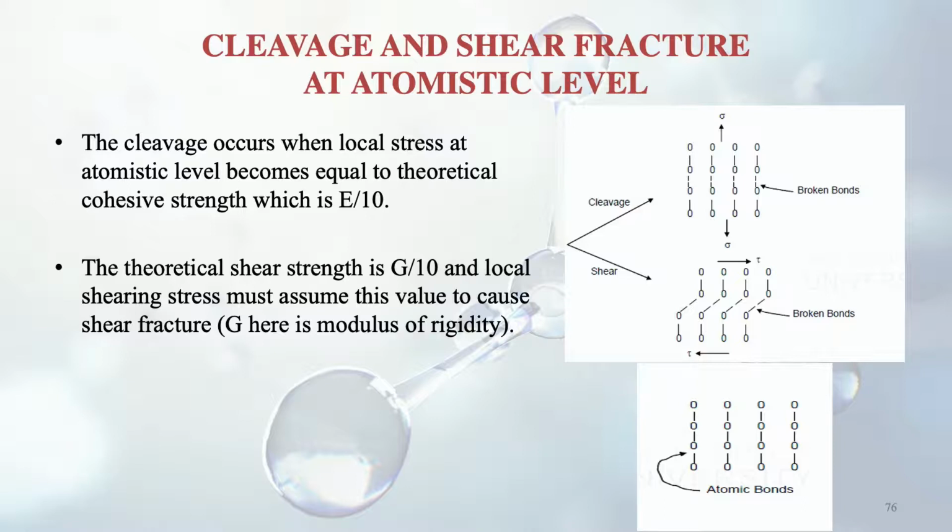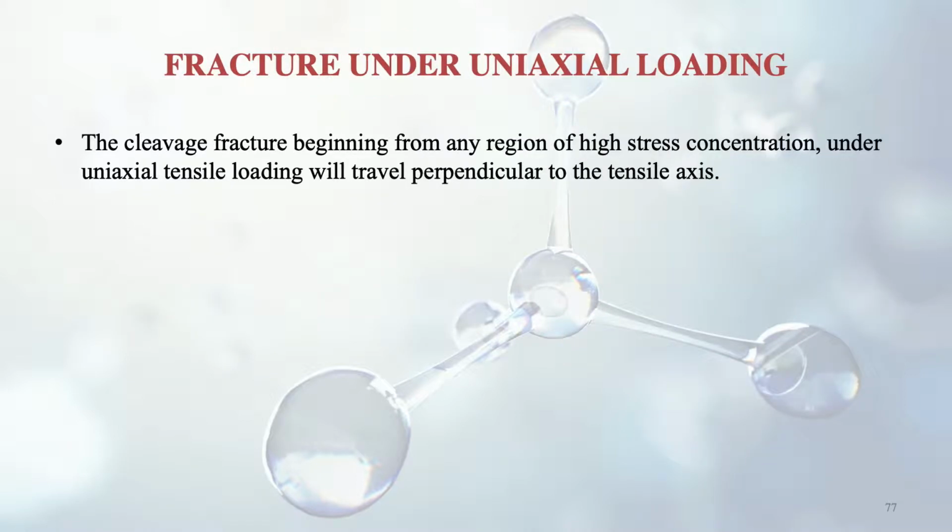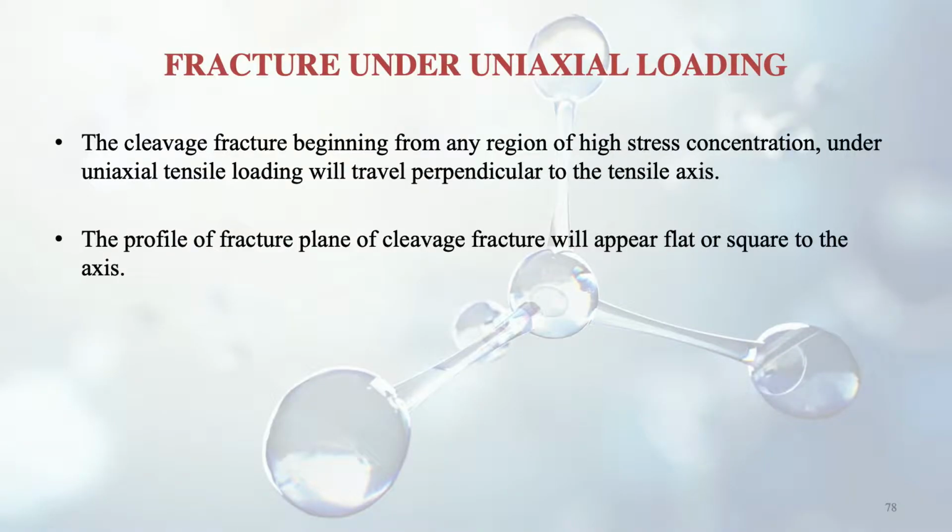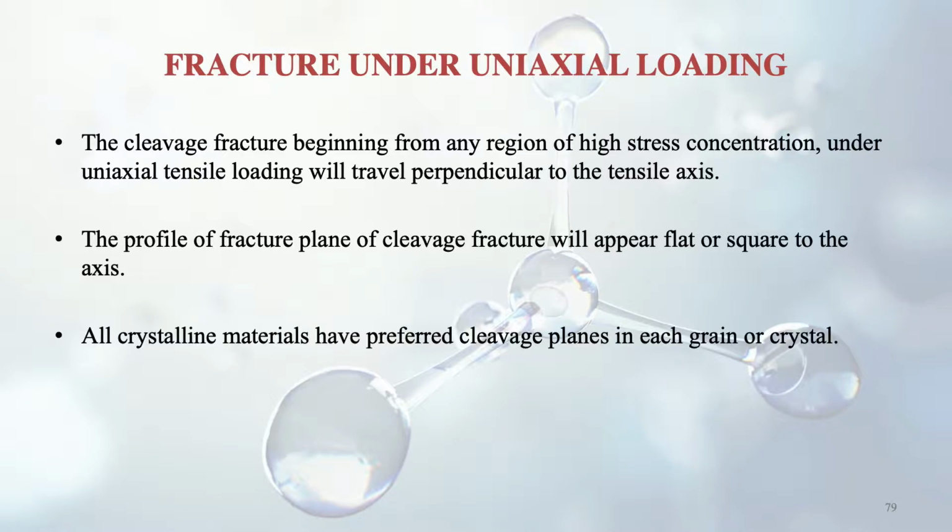So now we take the case of fracture under uniaxial loading. The cleavage fracture beginning from any region of high stress concentration under uniaxial tensile loading will travel perpendicular to the tensile axis. So suppose the tensile axis is like this, then your cleavage fracture will be moving in this direction, perpendicular to it. The profile of the fracture plane of cleavage fracture will appear flat or square to the axis. So from the outside it will appear as flat or square. All crystalline materials have preferred cleavage planes in each grain or crystal.